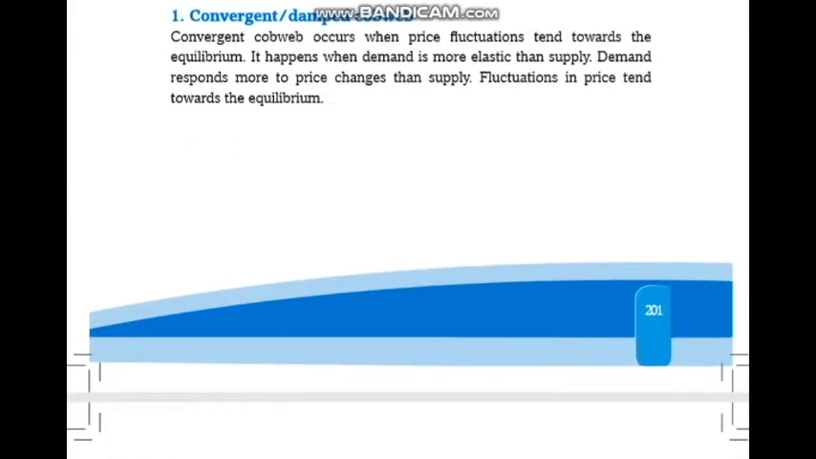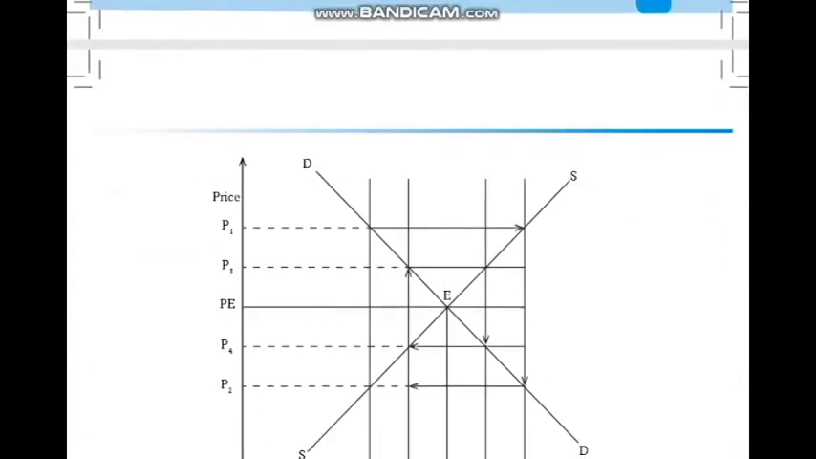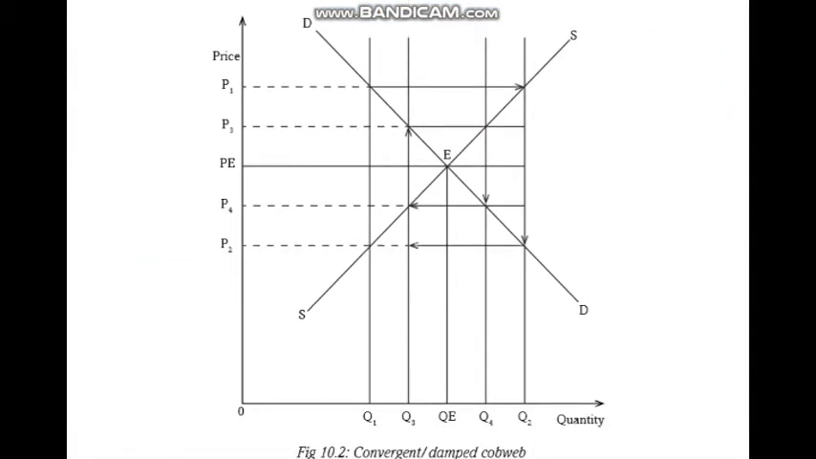Now, what is the convergent or damped Cobweb? A convergent Cobweb occurs when price fluctuations tend towards the equilibrium. It happens when demand is more elastic than supply: demand responds more to price changes than supply. Fluctuation in the price tends towards equilibrium. That is what we call the convergent or dampened Cobweb. It is illustrated on this graph.